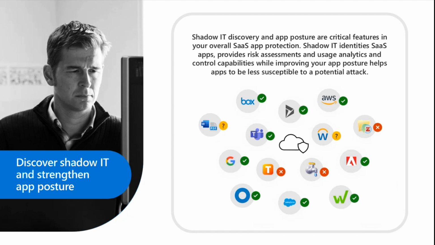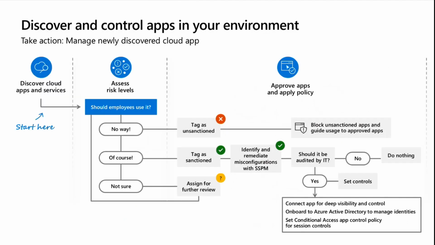It will also allow you to put controls in place, like whatever control capabilities might be available, right? Depending upon what we're trying to do and what type of app it is, some control capabilities might be different, but it will show you what you can do to improve your app security and your compliance posture. Obviously, this helps your apps be less susceptible to a potential attack. So again, shadow IT is a very, very important component of SaaS app protection, right?